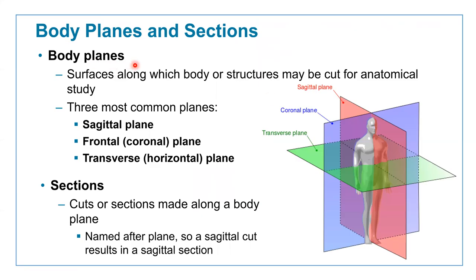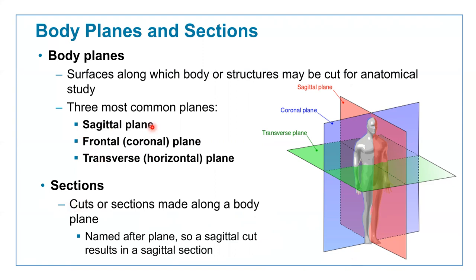Now, body planes. Body planes are imaginary planes that can cut your body, or somebody's body, for anatomical study. The three most common planes are sagittal, frontal or coronal, and transverse or horizontal. Now look, those planes make cuts. Cuts are named based on a plane.